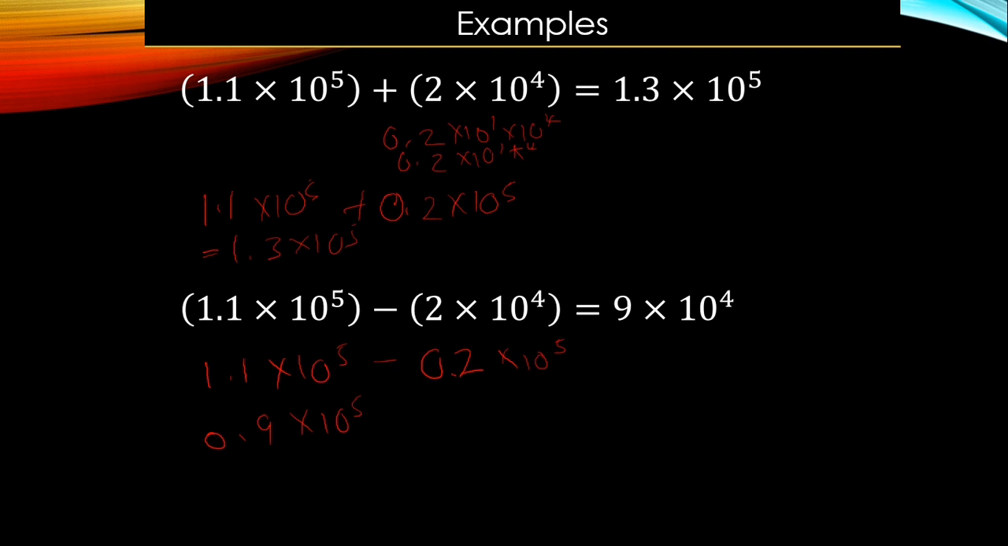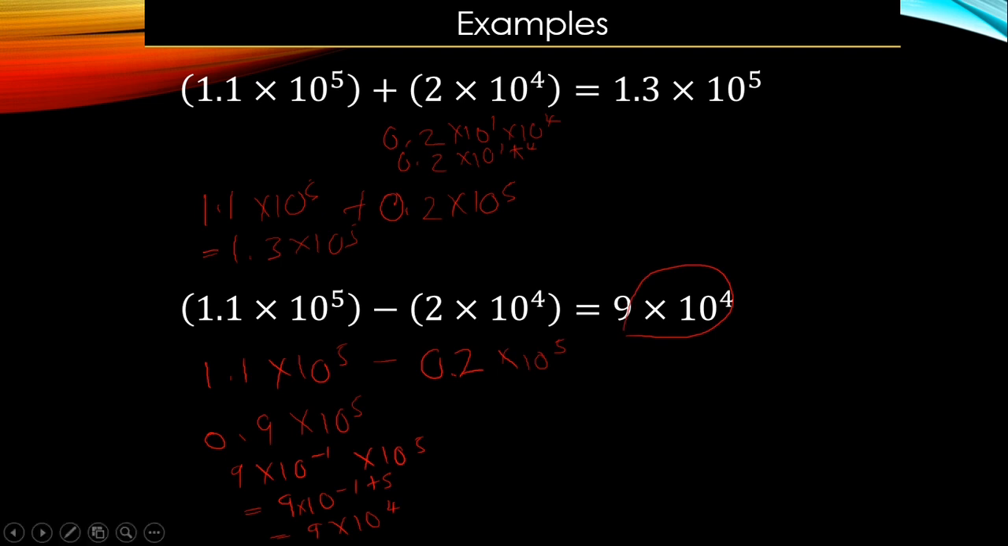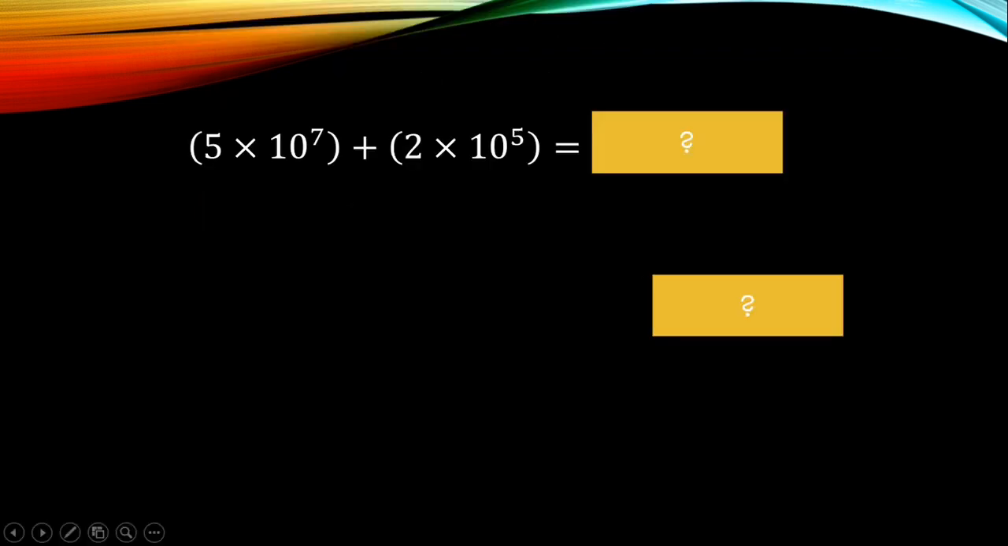Now what we need to do is to reconvert this number back to standard form, because 0.9 is less than 1. So this will be 9 times 10 to the power minus 1 times 10 to the power 5, which will be 9 times 10 to the power minus 1 plus 5, which would give us 9 times 10 to the power 4. So our answer will be 9 times 10 to the power 4, which is equal to this one. Let's try another example.